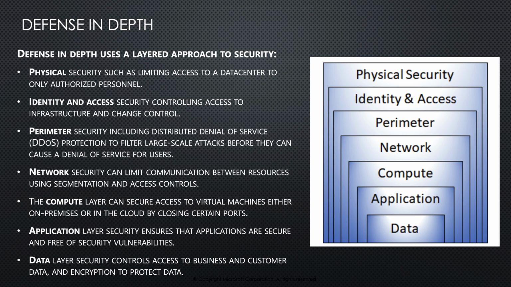On the perimeters, of course, we're going to have physical security, identity and access security. Things like biometrics, maybe you'll be using Windows Hello for Business, something like that. The perimeter network, keeping that secure, firewalls, for example. Then you've got your network, compute, finally the applications, and at the core of everything, you've got your data.